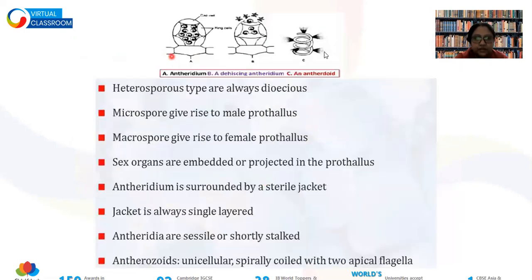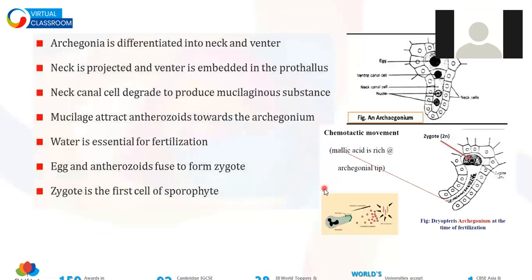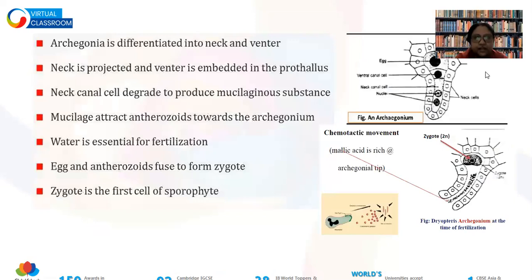So this is the structure of an antheridium. You can see that these are the cells and here is the gamete. Okay. This is the structure of the antheridium. Now this is the structure of the archegonium. Similarly, here also you have the egg, and neck canal cells are there. Ventral canal cells are also there.